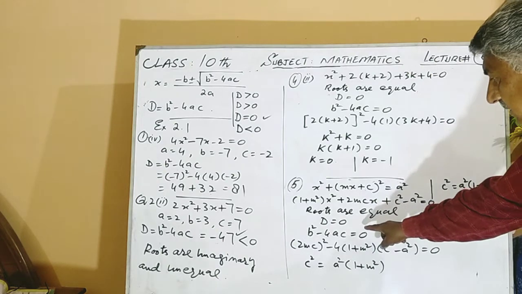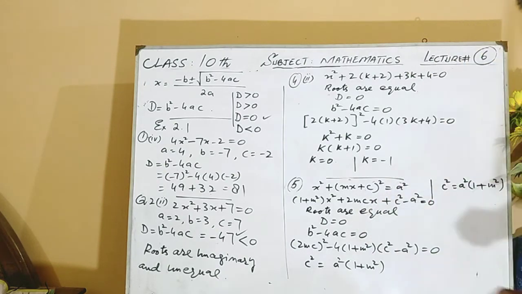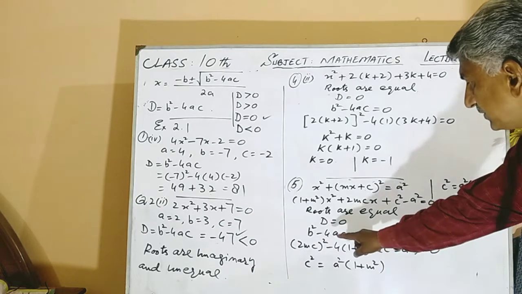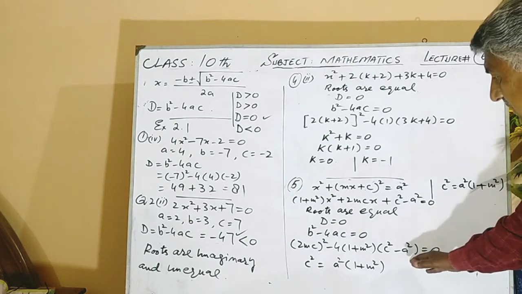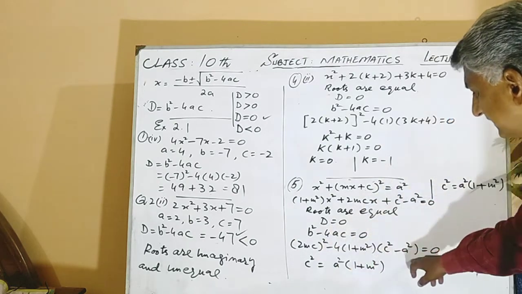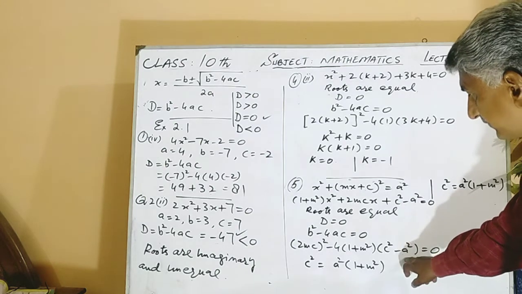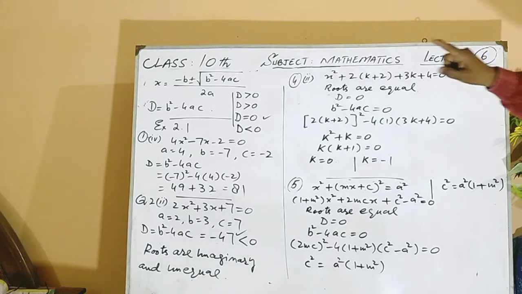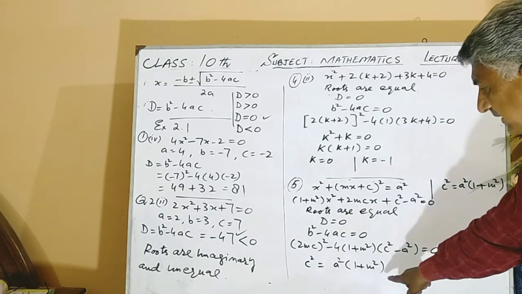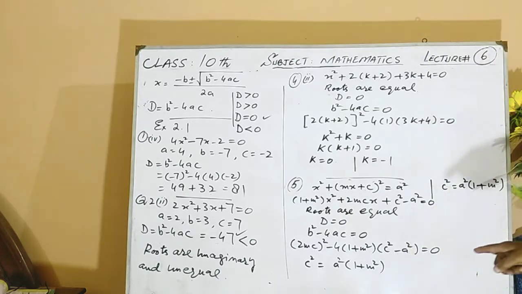In the start, you will take d is equal to 0. In other words, b square minus 4ac is equal to 0. And again, if you put the values in this formula, you will get this result. After simplification, we have already done similar simplification in question 1, part 4. So similarly, if you simplify this equation, you will get the required condition, that is c square is equal to a square bracket 1 plus m square.